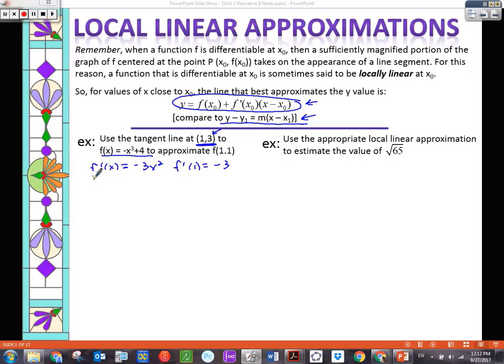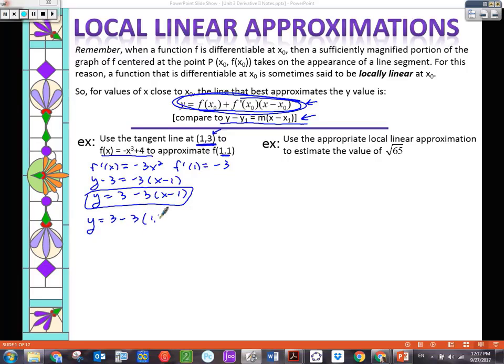So here we go, let's write it. We have y minus 3 equals negative 3 times x minus 1. Now I'm going to move the 3 over because that's what they do. So y equals 3 minus 3 times x minus 1. If you look at this and you look at this, that is the exact same thing. It's just a tangent line. Now I'm going to use it to approximate f of 1.1. So the 1.1 is the x value that I'm looking for. So y equals 3 minus 3 times 1.1 minus 1.